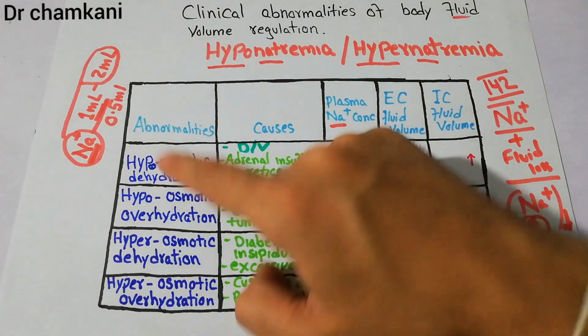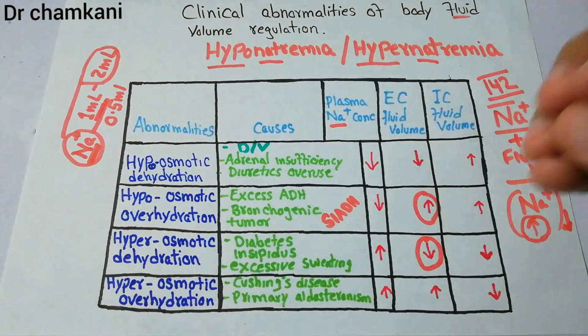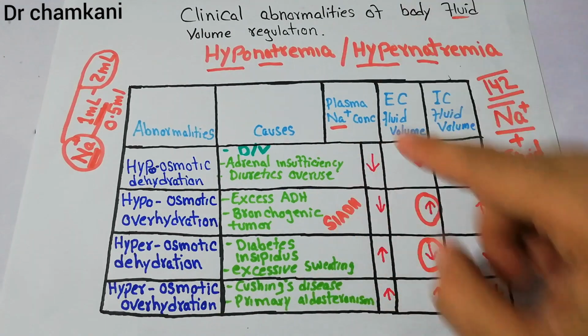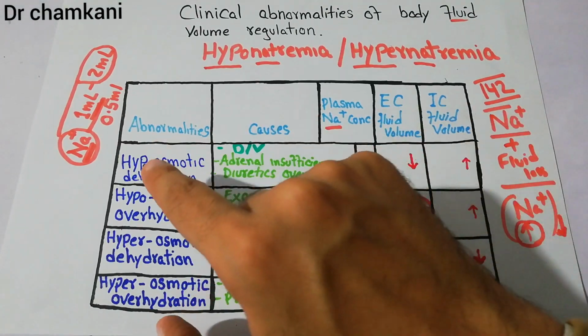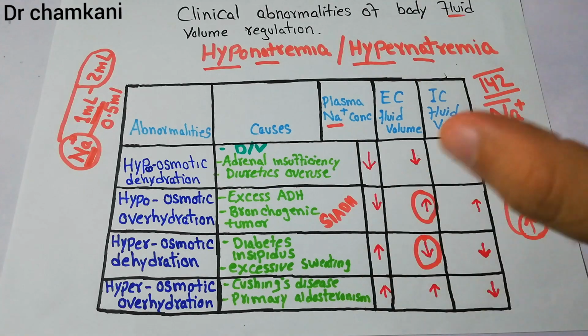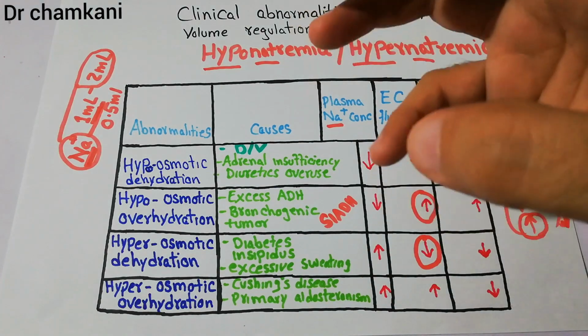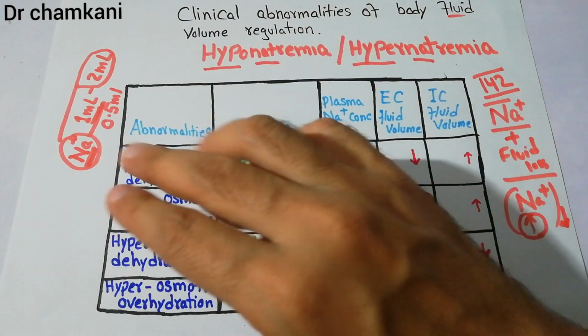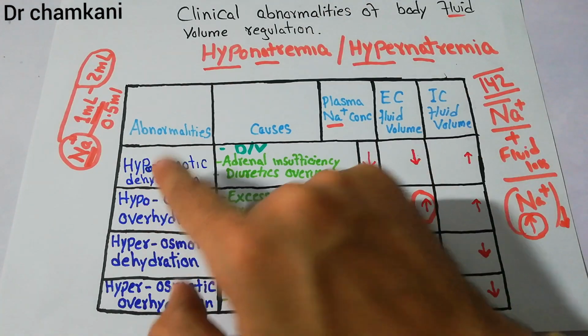Now, osmolarity is basically dependent upon the number of osmotically active particles. Every sodium particle is osmotically active. If the amount of sodium decreases, a hypo-osmotic condition will develop, because every losing sodium particle produces a decrease in the osmolarity.